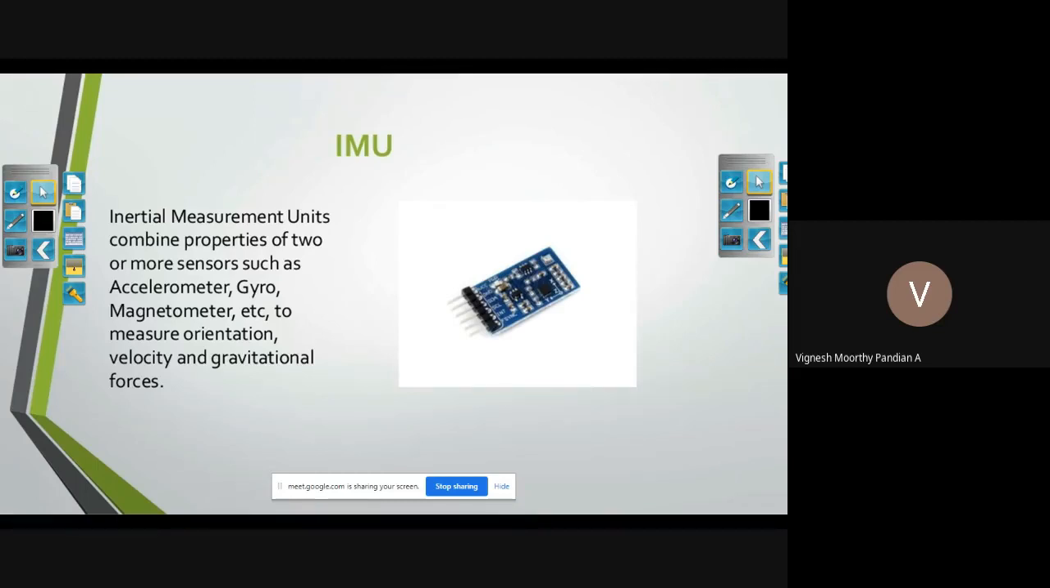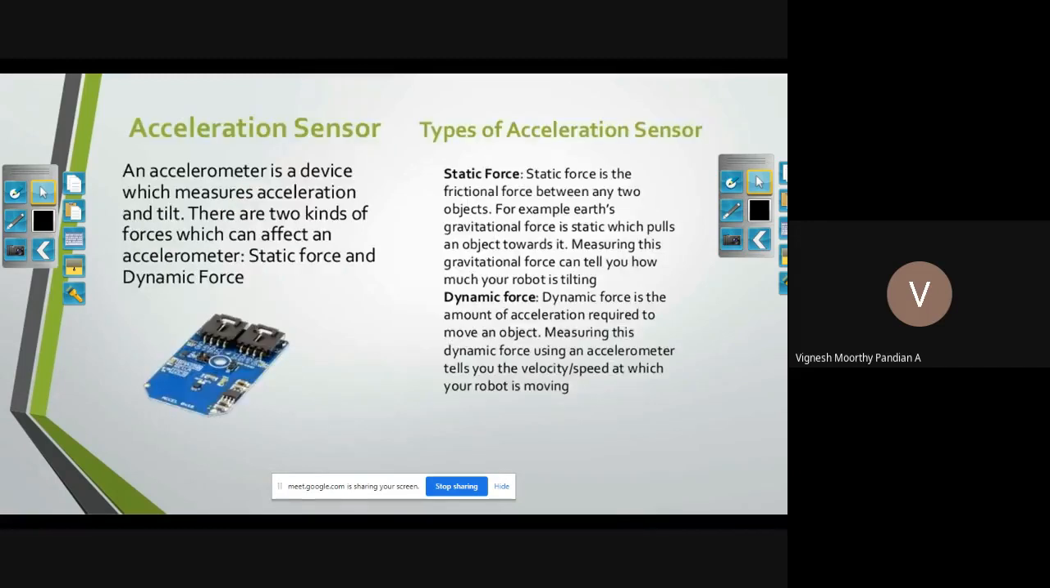IMU, inertial measurement units, combine the properties of one or more sensors. This IMU combines the properties of two or more sensors. This is the application of the IMU.